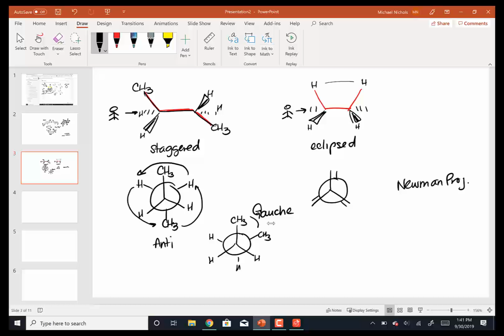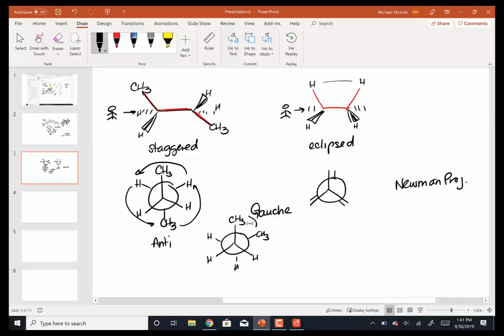And I can continue this process by taking this methyl group and continuing to rotate it over here, the hydrogen over there, and this hydrogen up here, which means now in my third conformation, where my front carbon has not changed, my methyl group would come over here to the left, and this is also a gauche conformation.